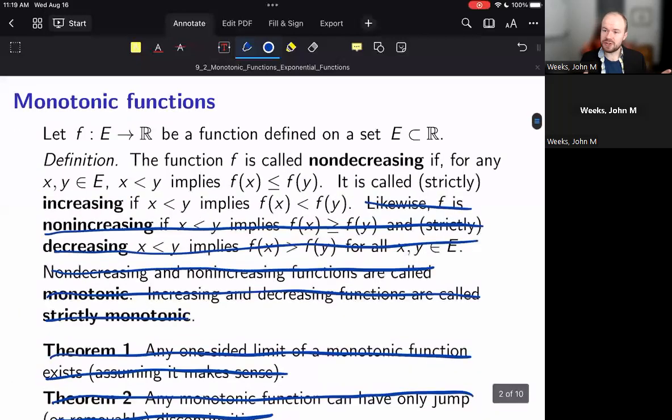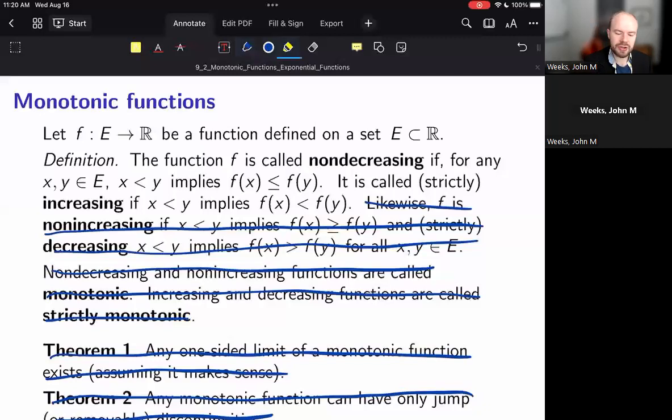Now, monotonic functions are defined on some sort of domain and are either going to be non-decreasing, strictly increasing, non-increasing, or strictly decreasing. Now, some of these you can have more than one. For example, if you're strictly increasing, you're automatically non-decreasing. And if you're strictly decreasing, you're also automatically non-increasing. And you can see these definitions here.